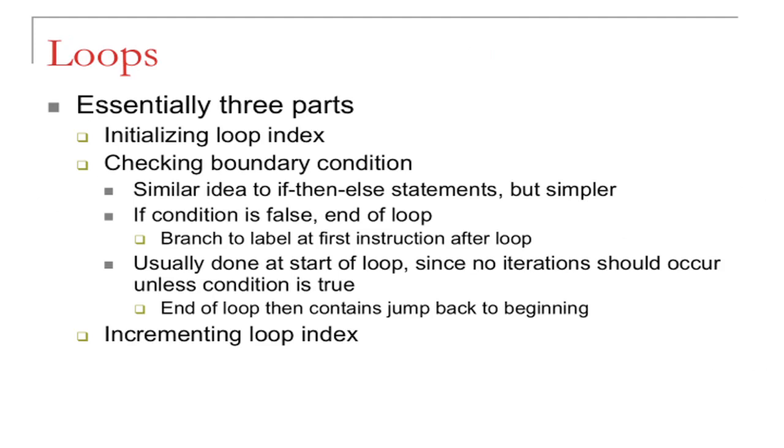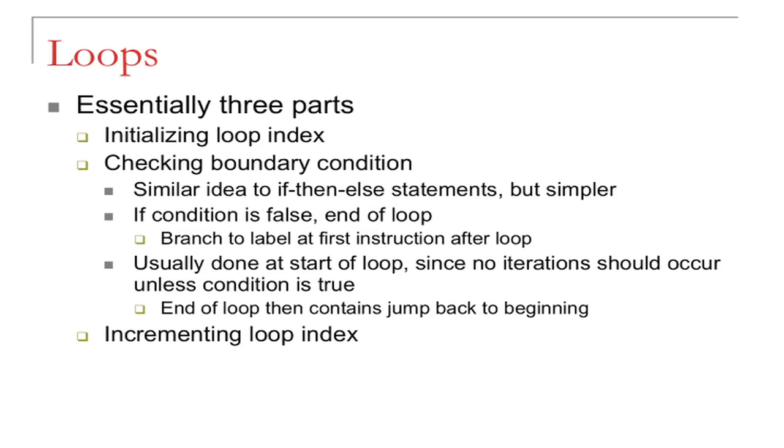The next component for high-level language often used is loop. Loop essentially has 3 parts. We're going to first initialize the loop index, and then we're going to check the boundary condition. Similar to if then else, but simpler. If the condition is false, we're going to end the loop. So we'll branch to a label at the instruction after the loop. It's usually done at the starting of the loop, since no iteration should occur unless the condition is true.